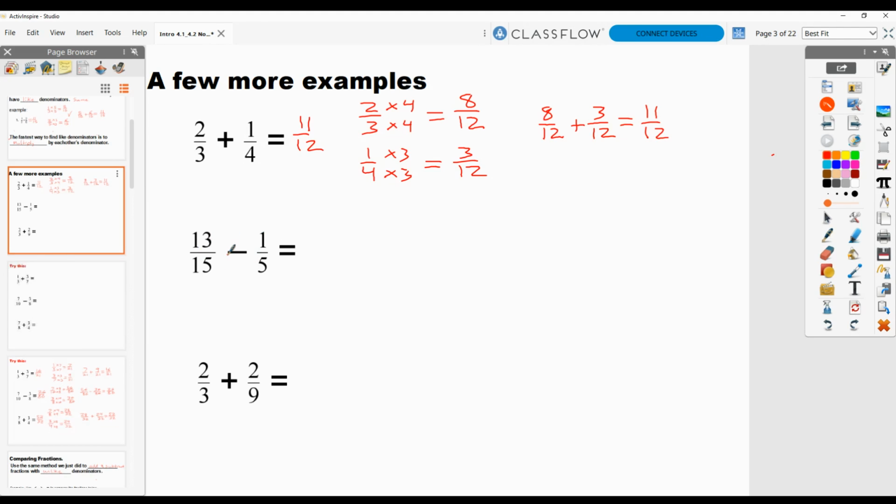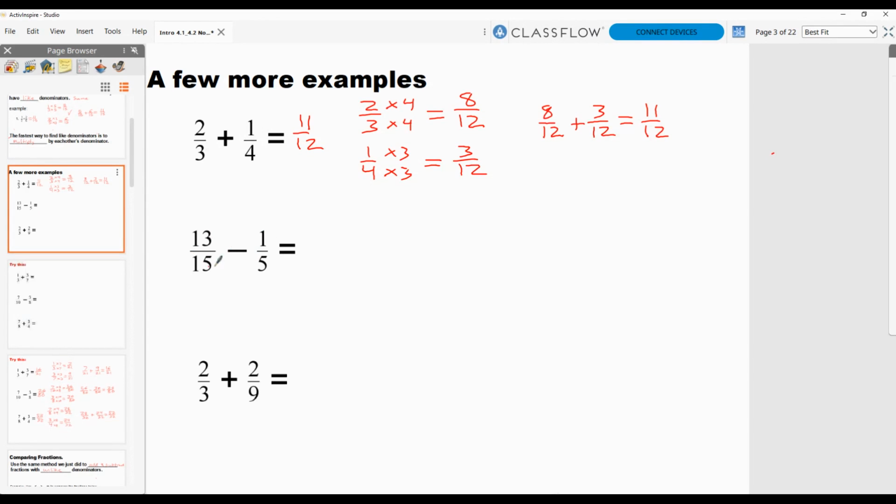Notice how the next problem we have is subtraction. So let's go ahead and work that out the same exact way. First, we need to get common denominators because this one has a denominator of 15. This one has one of 5. So they're not the same. So we need to change them. So using that trick I've been showing you guys, line these up vertically.